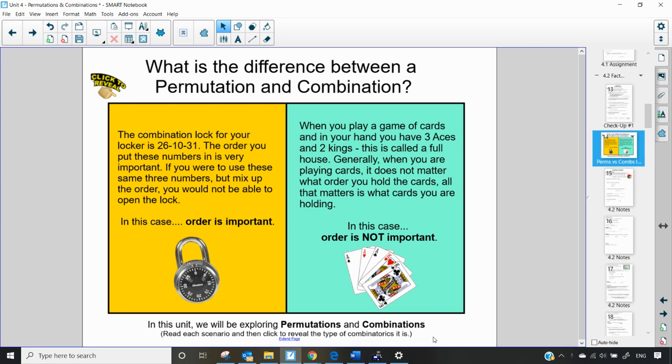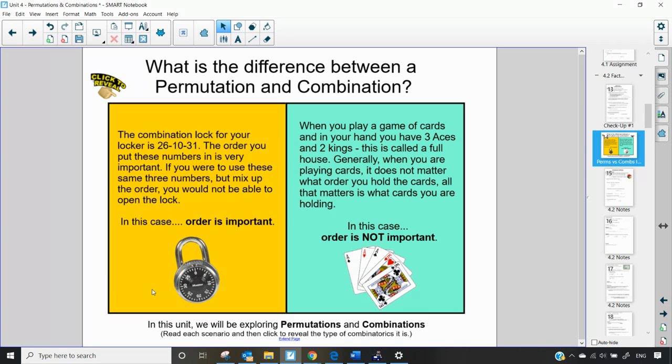I often shorten it to perm and com. So I've got two scenarios here. The first one says the combination lock for your locker is 26, 10, 31. The order that you put these numbers in is very important. When you're doing your locker combination, if you don't put the numbers in the correct order, you mix things up, or you go past your number a little too far, you're not going to be able to open your lock. So this is an example where order is important.